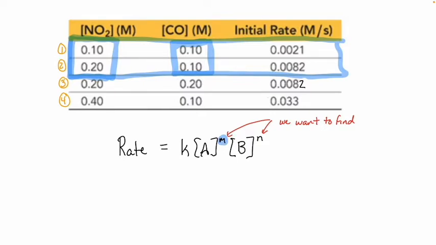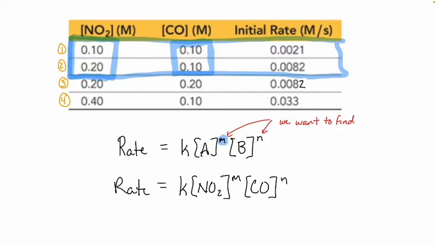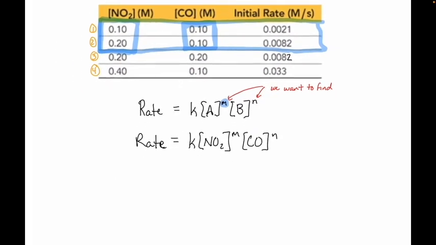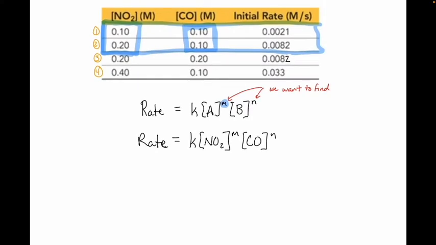I can be more specific here. Instead of saying A and B, we can just put in the concentration of our specific reactants here. Cool. All right, so I'm going to play the same game that I played before, where I take the ratio of these two data points. So the rate of data point 2 over the rate of data point 1, that's what I'm going to do.